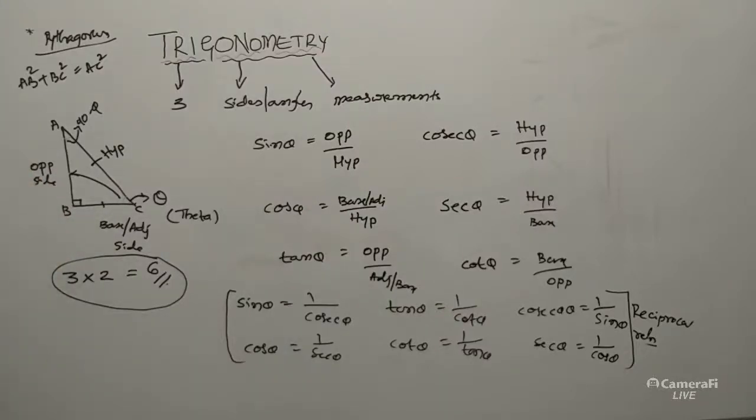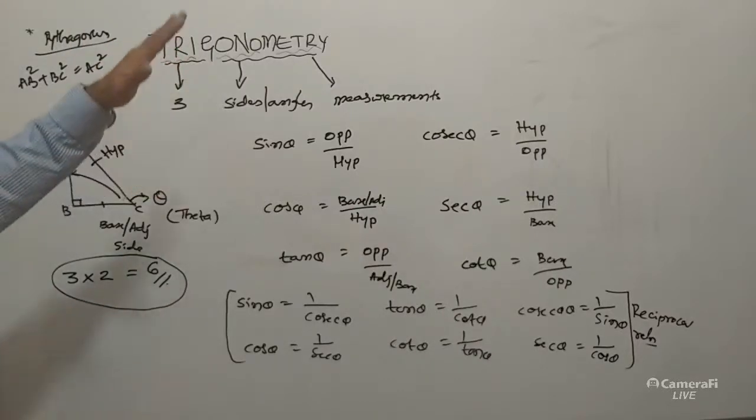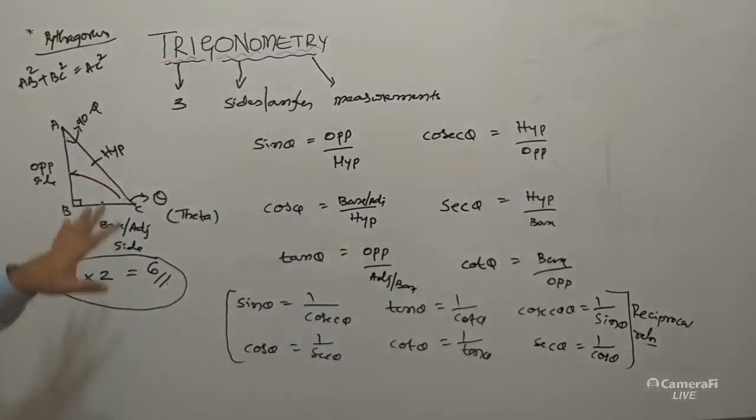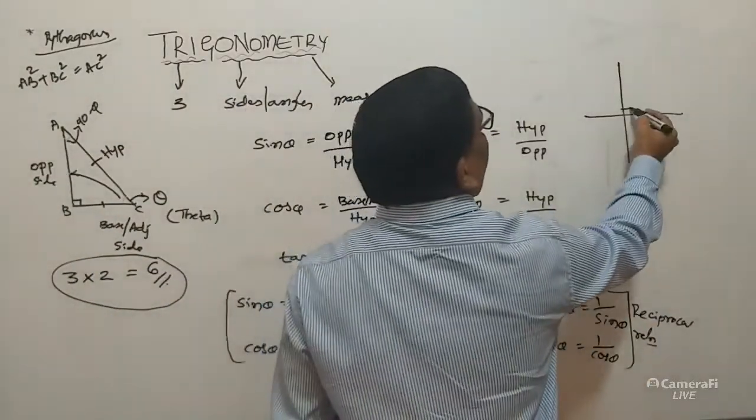It comes under, as I told in the beginning, the four quadrants. The first quadrant we have taken, where all are positive, because all six trigonometric ratios are positive in the first quadrant. But in the second quadrant, it is 90 plus or minus theta, as well as 180 plus or minus theta. Look, once again I give it here. This is up to 90 degrees.